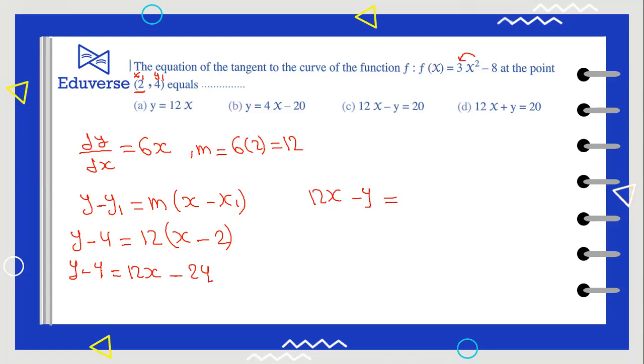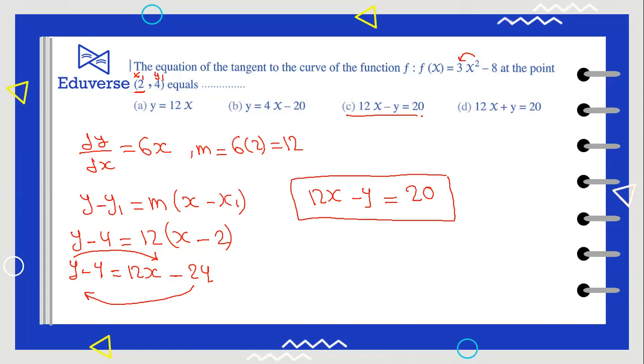Y goes to the other side as negative y, and the 24 goes to the other side as plus 24. Negative 4 plus 24 is 20. This is the equation of the tangent. Number C is the right answer.